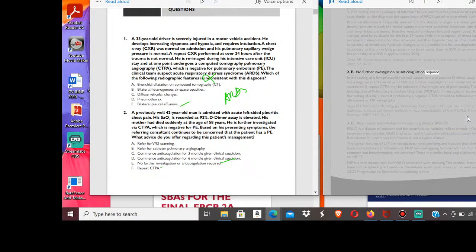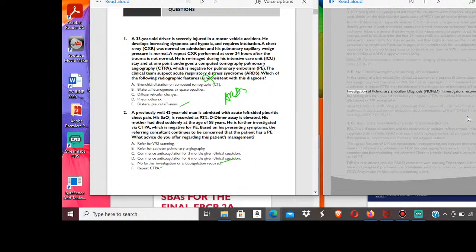No further investigation or anticoagulation required. In the setting of a low-probability clinical assessment and positive D-dimer assay, a negative CTPA has a negative predictive value of 96% and further investigation and treatment are therefore not warranted. A repeat CTPA may be indicated if the images are of poor quality.